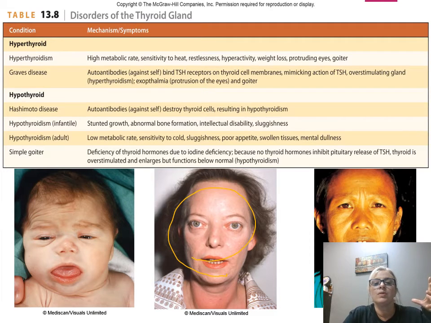You can get a goiter with these, and that's due to a deficiency of thyroid hormones due to iodine. This is why we have iodized salt. A simple goiter is most prevalent where the soil lacks iodine, and so this is why we came up with iodized salt. You should be sure when you buy salt to always get iodized salt, because you do not want to have issues with your thyroid.